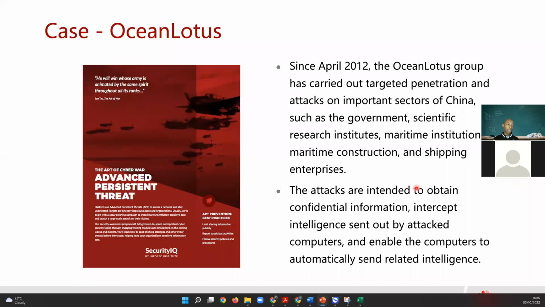And that is why it's called advanced. And it is also persistent, meaning that it continues to do it in a way that it can go on undetected for a very long time. So they usually start with spear phishing.